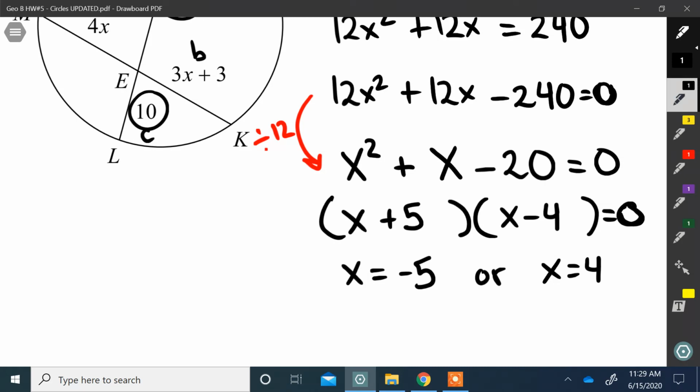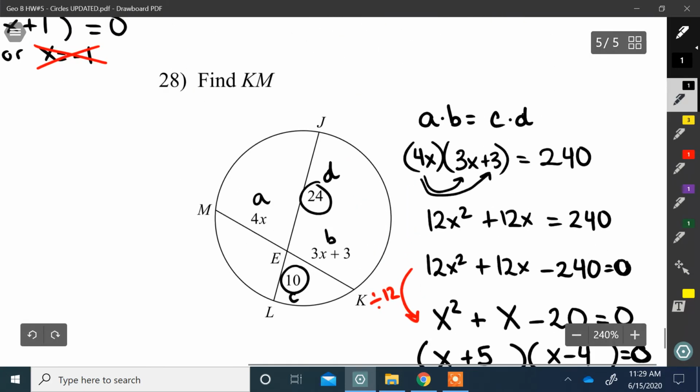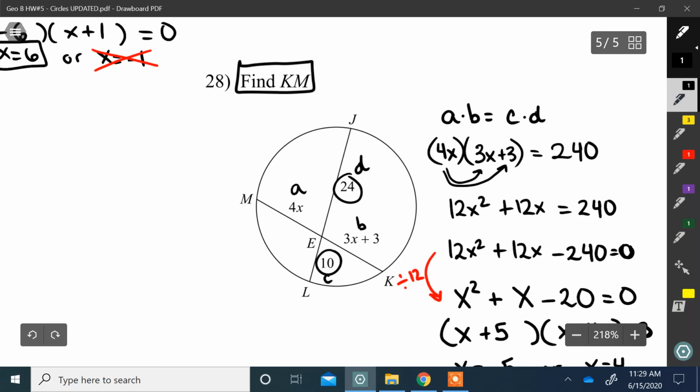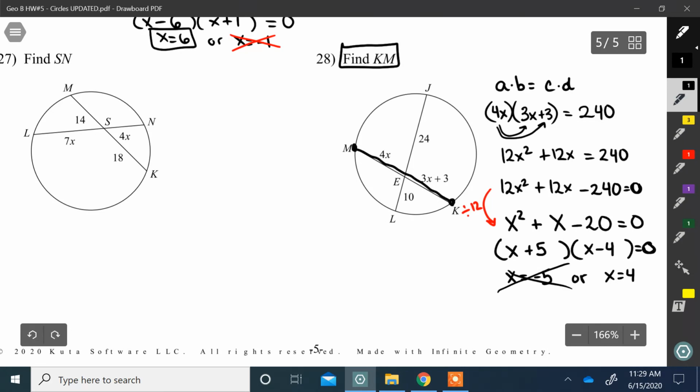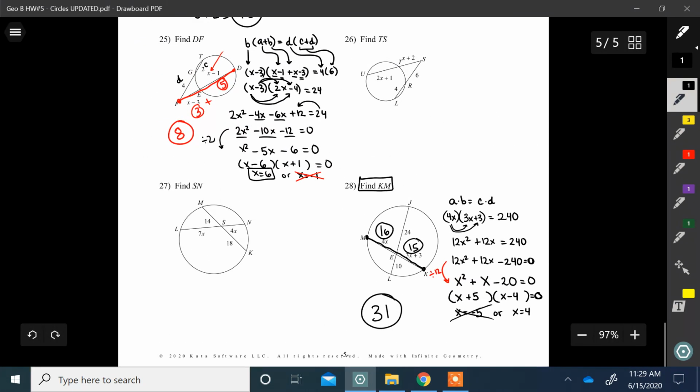Of course that is not the final answer, because that's not what we're looking for. We're looking for KM. What is KM? Well, it's very simple to find that. First of all, for the one that we need, we can't use this one. We need x equal to 4. 4 times 4 is going to be 16 for this one. 3 times 4 is going to be 12 plus 3 is going to be 15. And then 15 plus 16, that's going to be 31. And that is your final and ultimate answer.